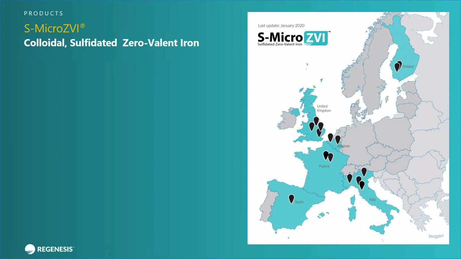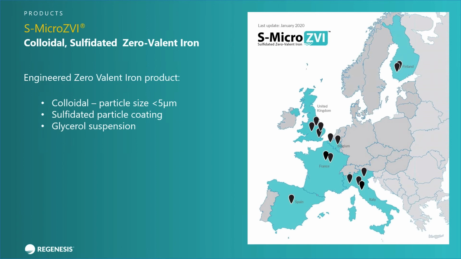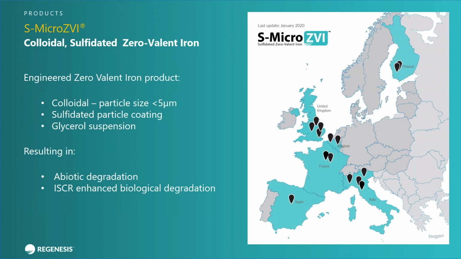We also co-injected it with S-micron ZVI. So S stands for sulfidated and ZVI stands for zero valent iron. At the time, it was the largest S-micron ZVI project we completed in the UK. What it is, it's another colloidal product like Plume Stop, where we've milled sulfidated zero valent iron particles down to less than 5 microns, and we've sulfidated the outside of that and suspended it in glycerol. This can result in, when you pair it with an electron donor, abiotic degradation and ISCR enhanced biological degradation.